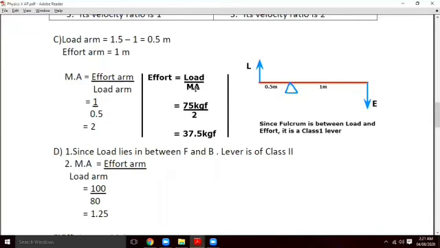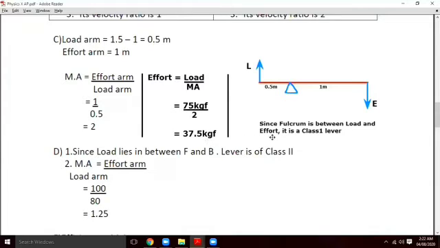This is derived from the formula mechanical advantage is equal to load upon effort. Now substituting the value of load as 75 kgf as given in the question and mechanical advantage 2 as obtained over here, the answer comes out to be 37.5 kgf. So the effort is 37.5 kgf.